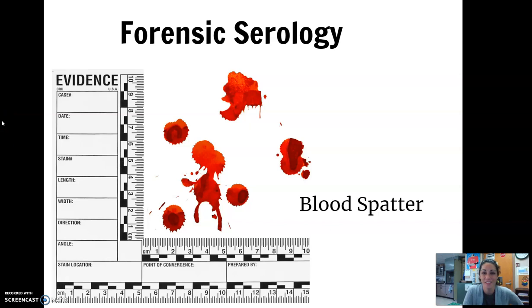Hi, these are the forensic serology notes, so blood notes on blood spatter. You should have already watched the notes about blood composition. Now we're going to talk about more of the physical aspects of it and what we're going to look at in terms of spatter, size, shape, all of that.